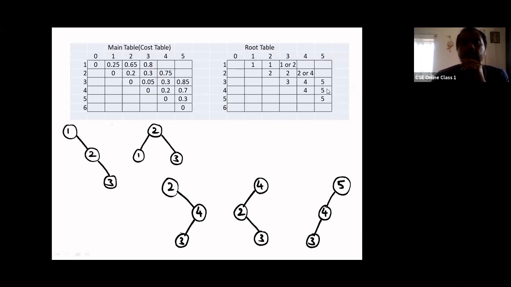In the case of 3 to 5, we don't have collisions here, so it is a single tree. 5 is the root. 3 to 5 means 3 and 4 are the two values which we have. So among 3 and 4, we will check row 3 and column 4. We can see that 4 is the root.